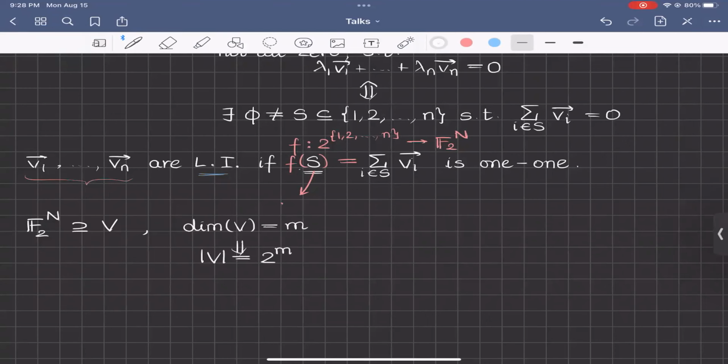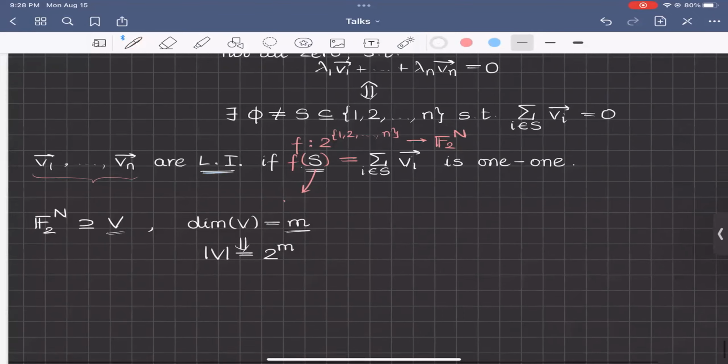Because those M vectors in the basis must, first of all, have possible sums that span the entire vector space V, and there are 2 to the M distinct ones. All the corresponding sums are distinct because they're linearly independent. So we get this. Can you just repeat the part where it is 2 to the M?